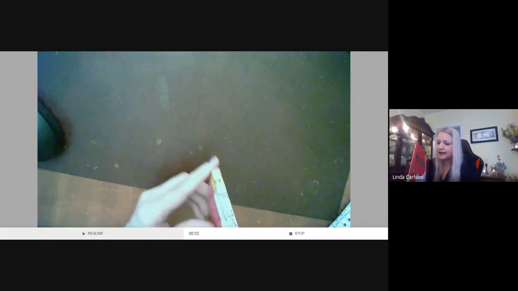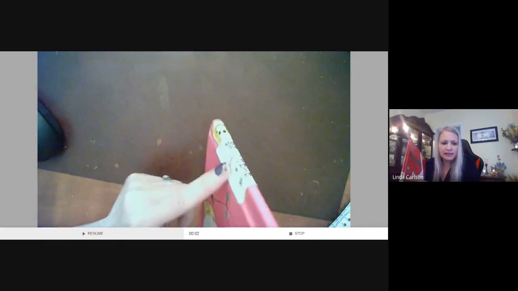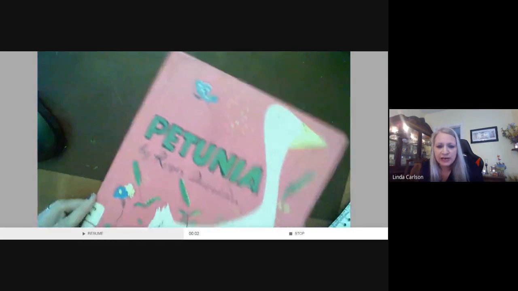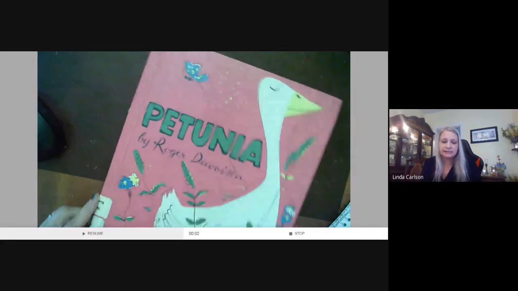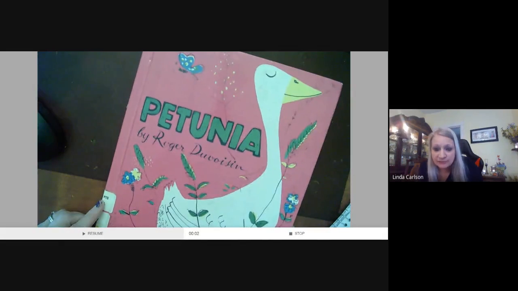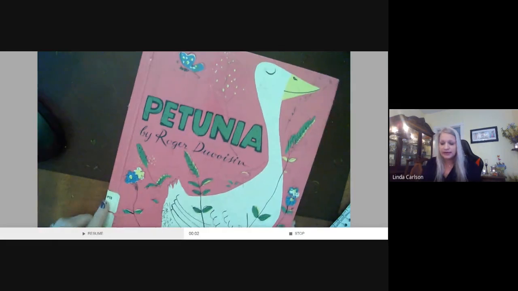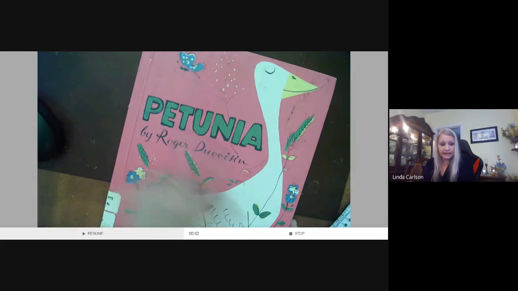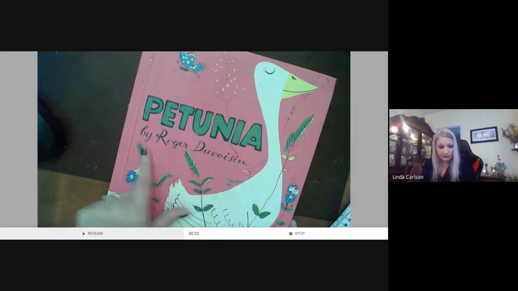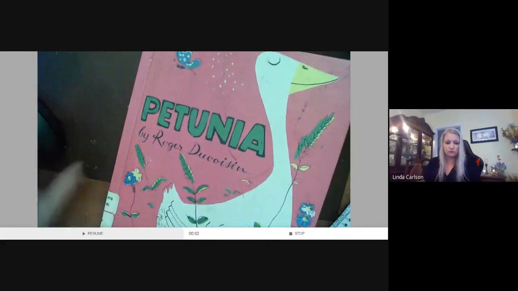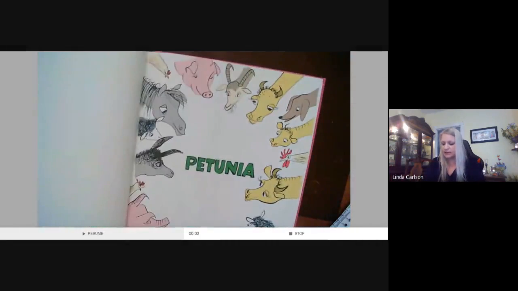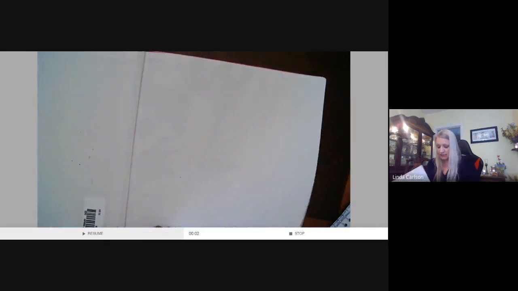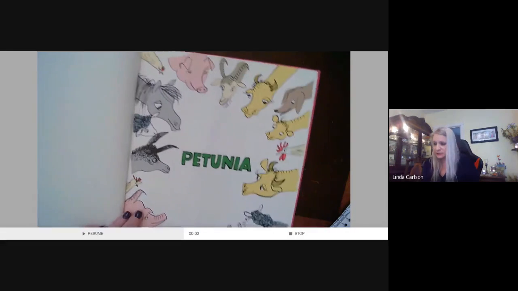Here we have spine labels. So spine labels tell us where the book is located in the library, and it tells us things like how difficult the book is. Okay. And it also gives us information, a lot of them, about how many AR points it's worth. All right. We have the title, we have the author. The author is the person who wrote the story. Okay. And this is who the illustrator is.